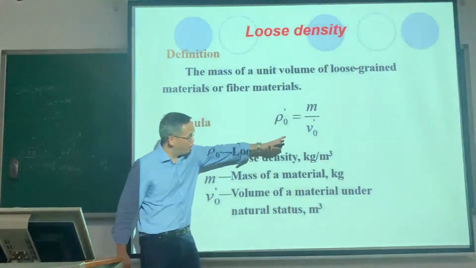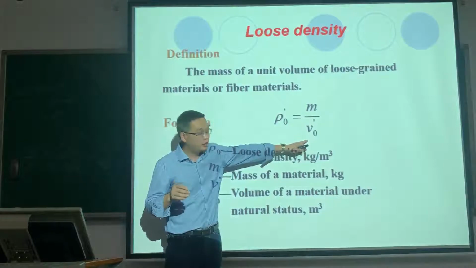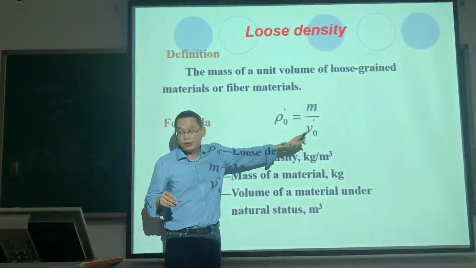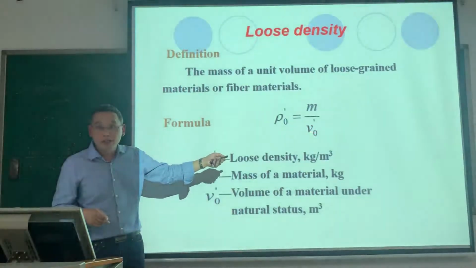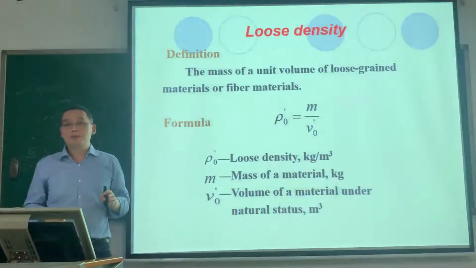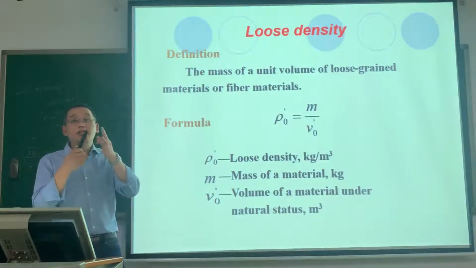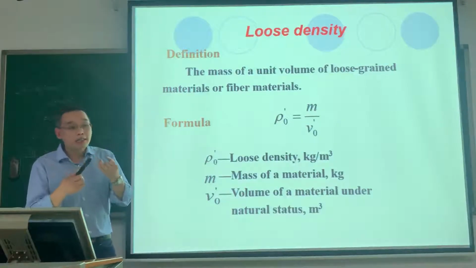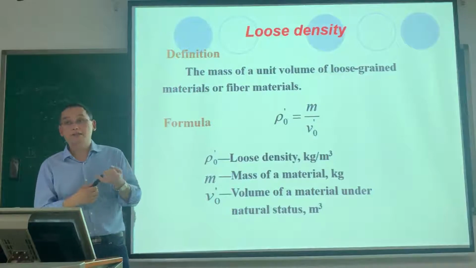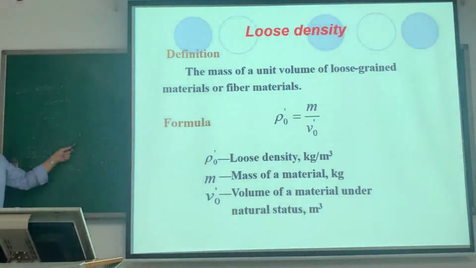And for this volume, how many parts are in it? For this volume, how many parts are in it? Four parts. Yeah? The first one is the solid parts. And then the impermeable parts. And the permeable parts. And void. So now we know what the loose density is.